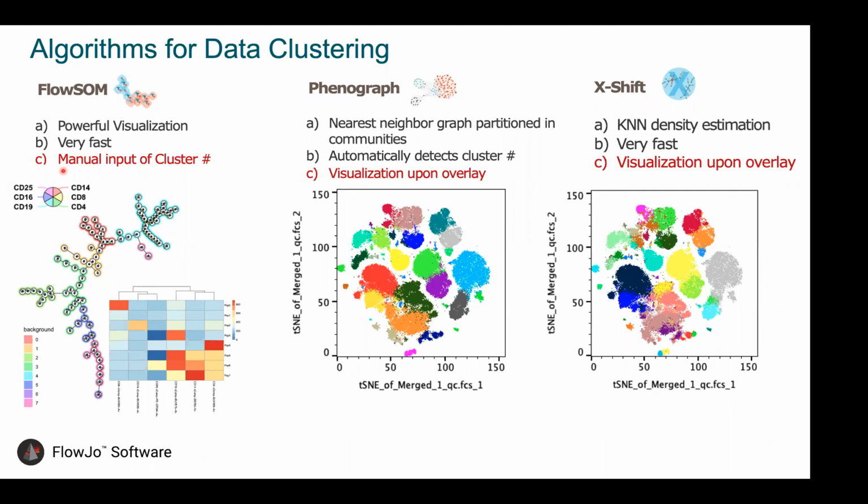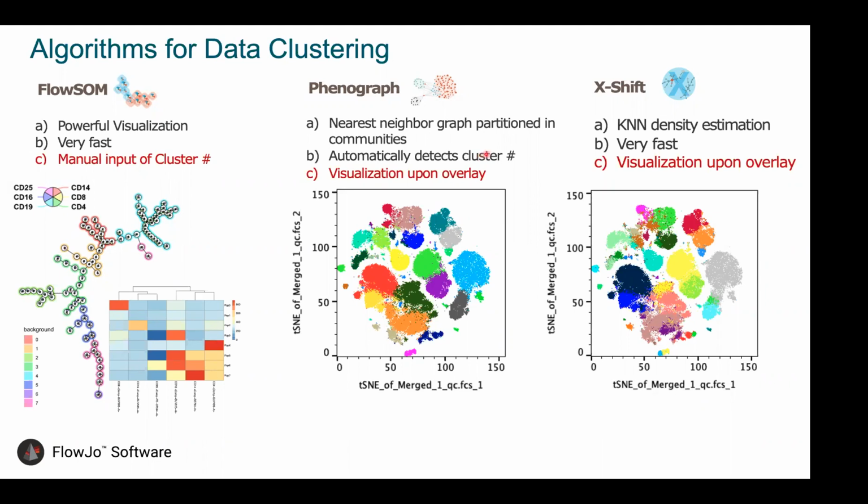On the other hand, Phenograph and Xshift do not offer any visualization. But of course, you can either overlay the populations that you get out of Phenograph or Xshift into your dimensionality reduction method, or as we're going to see later, you can also use Cluster Explorer, which makes it much easier to combine the outputs of Phenograph and Xshift into your dimensionality reduced space. And you don't need to input any number of clusters that you want to have, so they will both automatically detect the number of clusters in the sample.